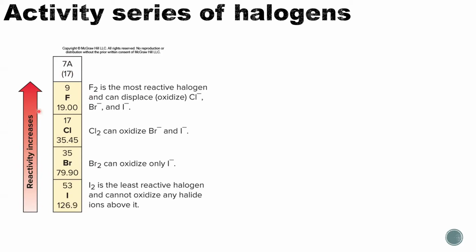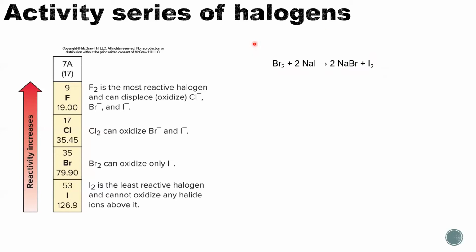Usually, the more active elemental substance can displace a less active element from a compound and make a new elemental substance. So what does that mean? Let me show you an example. Here is the chemical equation. Bromine gas can react with sodium iodide to form sodium bromide and iodine.